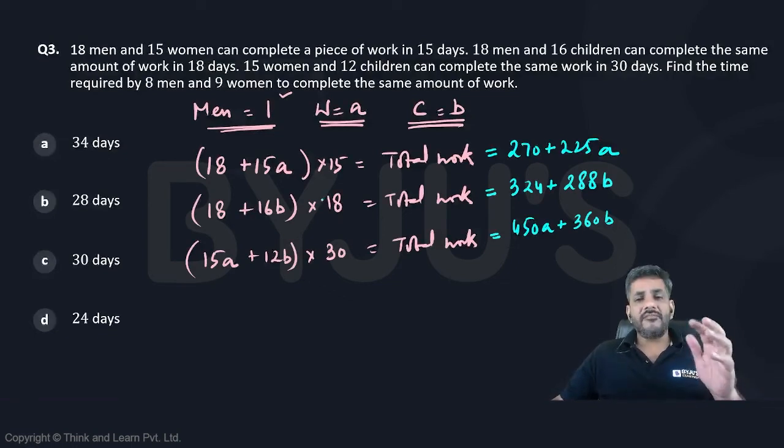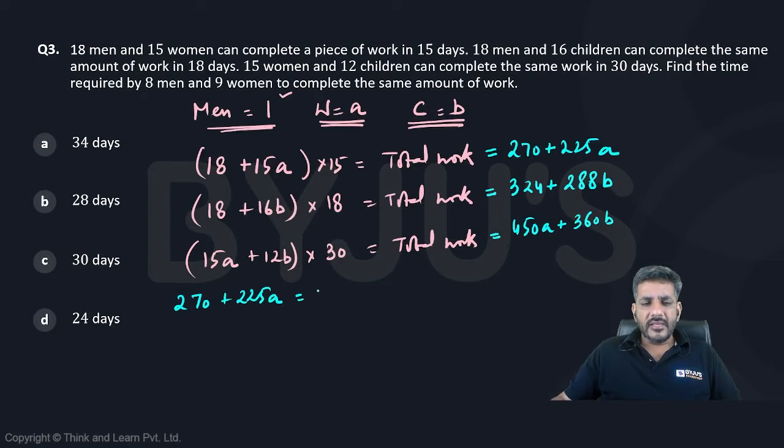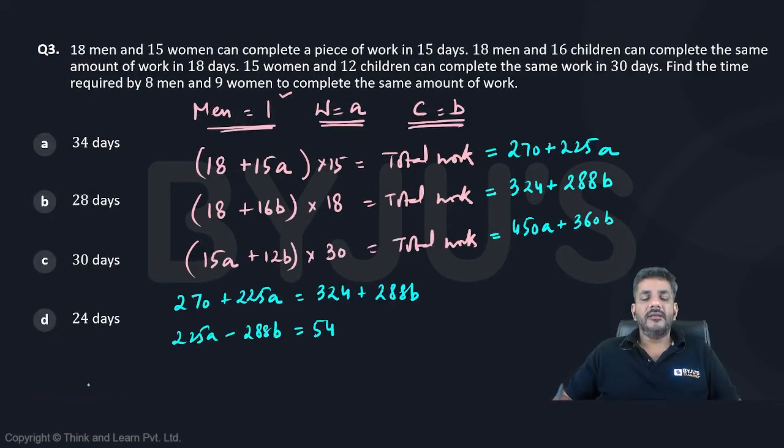You can put them equal and find the value of A in terms of B or B in terms of A. I mean, that can always be done. You can just put them here. So let me just try that once. 270 plus 225A is equal to 324 plus 288B. So if I take this on that side, 324 minus 270, it is giving me 54 plus 288B. Rather, let me take the 288B on the other side, that will be better. So this is actually equal to what? This 54 is equal to 225A minus 288B. It is 225A minus 288B, which is equal to 54.